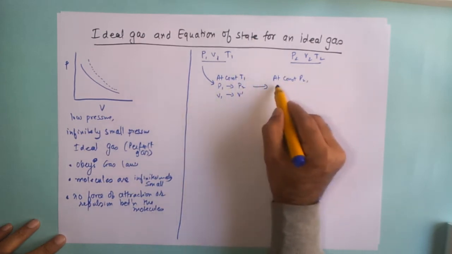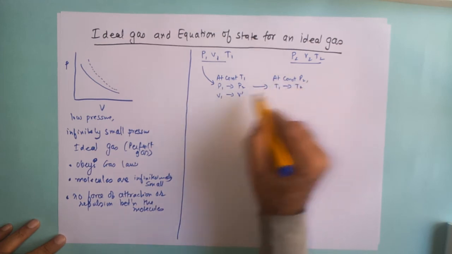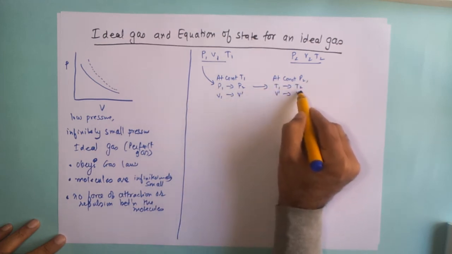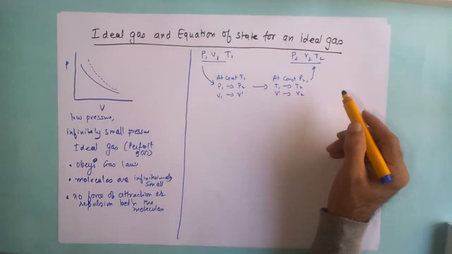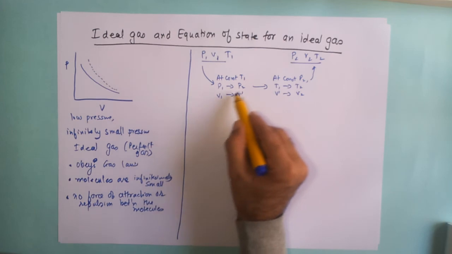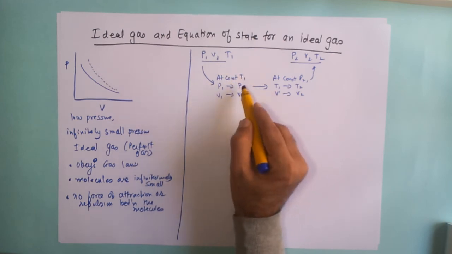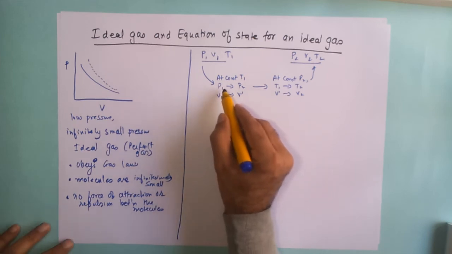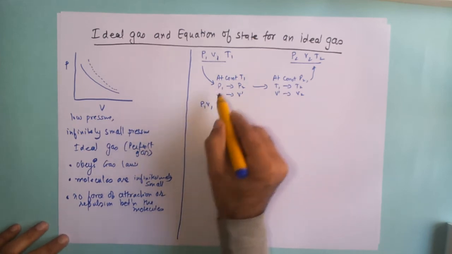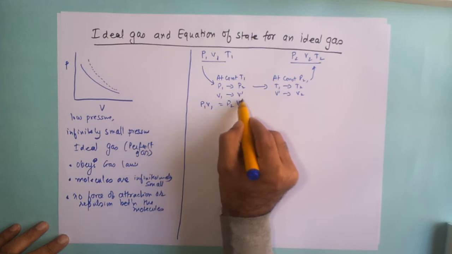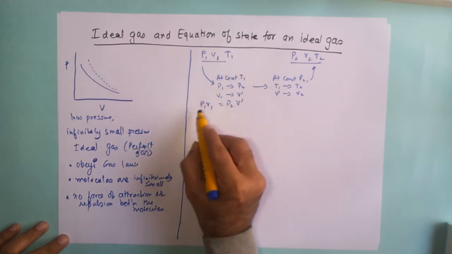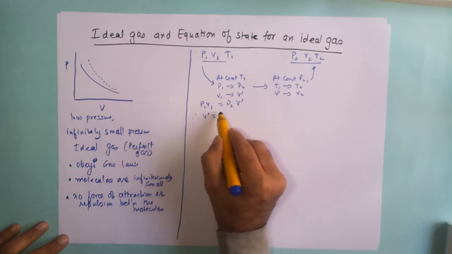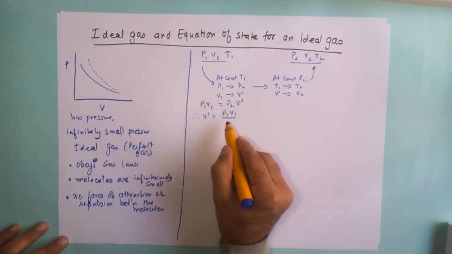Temperature T1 is constant over here, so that is brought to T2, and volume V dash is brought to V2. So we get P2, V2 finally. That's how we reach this particular state. If I focus on this particular part at constant temperature, I can use Boyle's law because the process is happening at constant temperature. So P1 V1 is equal to P2 V dash, initial state and final state for this particular part. Therefore, V dash is equal to P1 V1 upon P2.